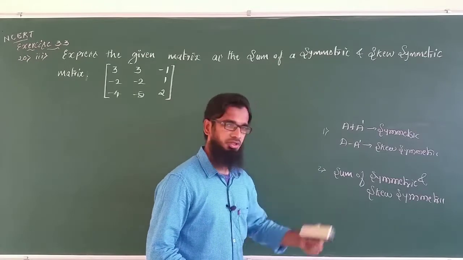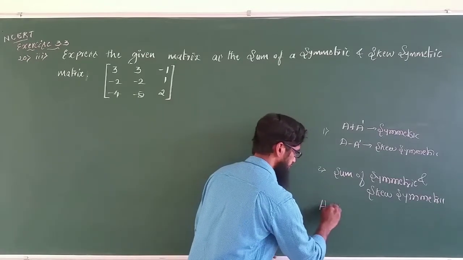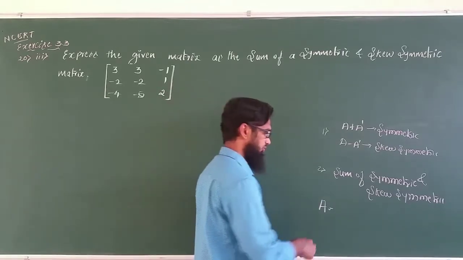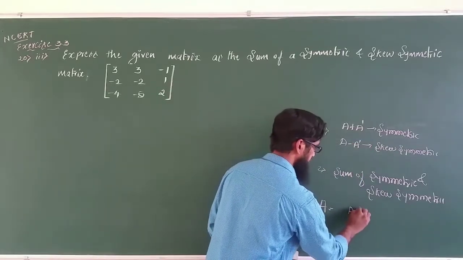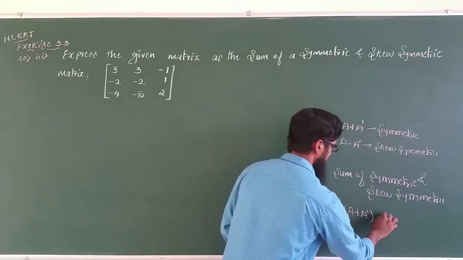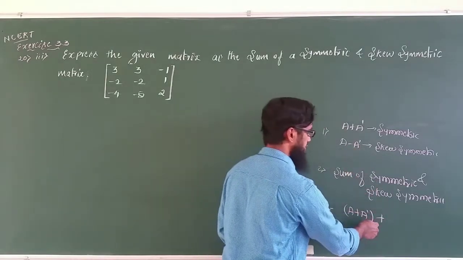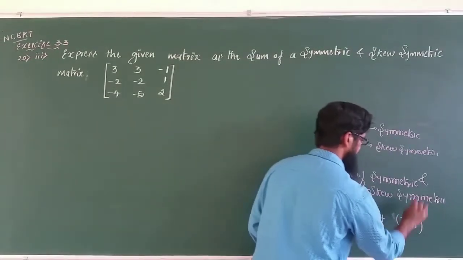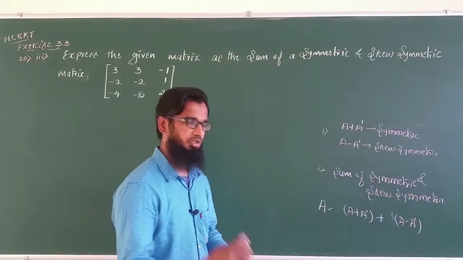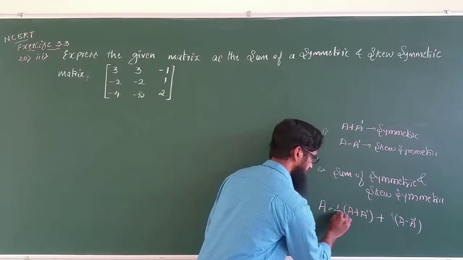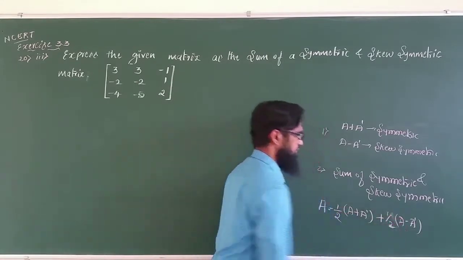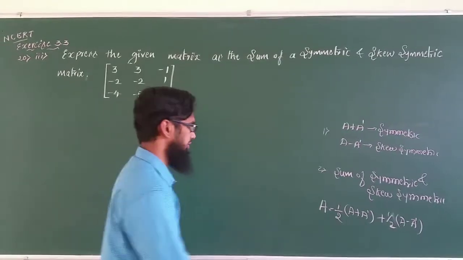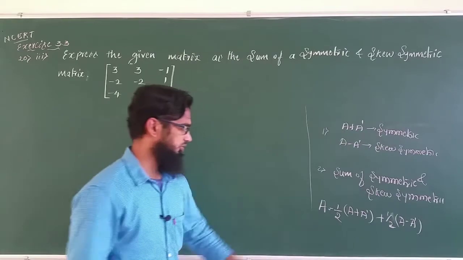But when we write the second theorem, I can represent it like this. If A is a square matrix, then A is the sum of A plus A dash, which is symmetric, and A minus A dash, which is skew symmetric. For simplification we take a half here, and also a half there. Again this relates to the property of the transpose of a matrix. So this is your second theorem.